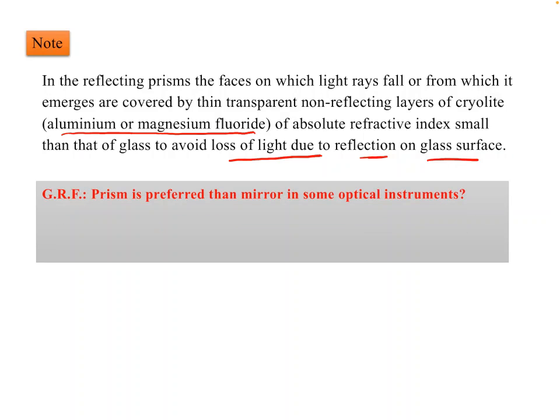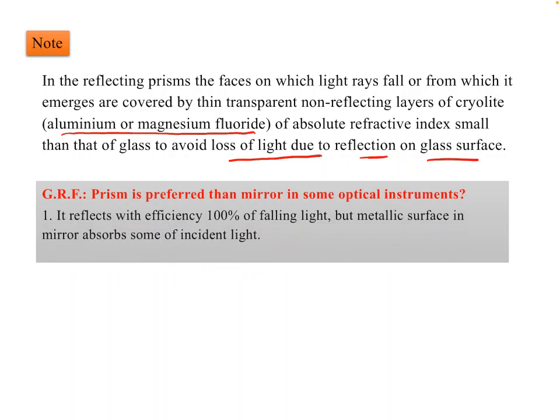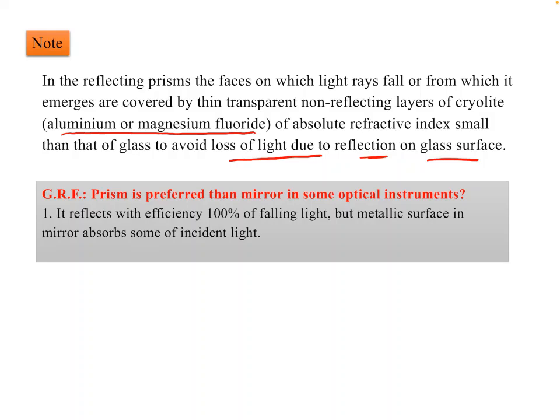Give reason: prisms are preferred to the mirror in some optical instruments. Why? We have two reasons. The first reason, it reflects 100% of the falling light, but the metallic surface in a mirror absorbs some of the incident light. The second reason, over time the metallic surface loses its luster and its ability of reflection.